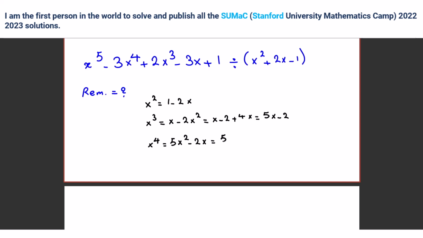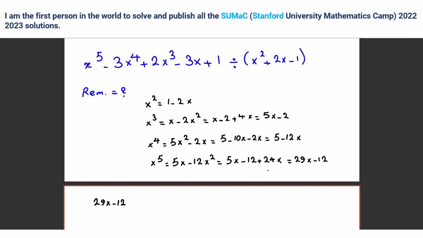x to the 4 is 5x squared minus 2x, and it's 5 times 1 minus 2x. So 5 times this is 5 minus 10x, minus 2x, which is 12x. So x to the 4 is 5 minus 12x. x to the 5 is 5x minus 12x squared, which equals 5x minus 12 plus 24x. Good job. If we simplify this, it will be 29x minus 12, right? So x to the 5 is 29x minus 12.